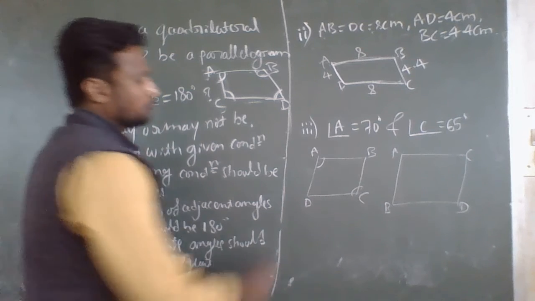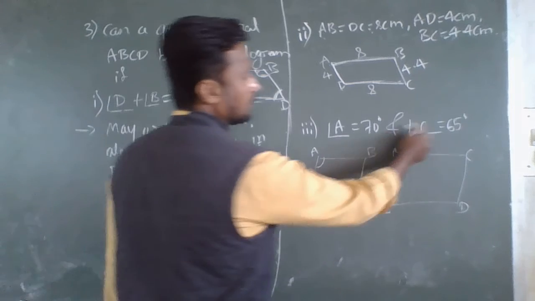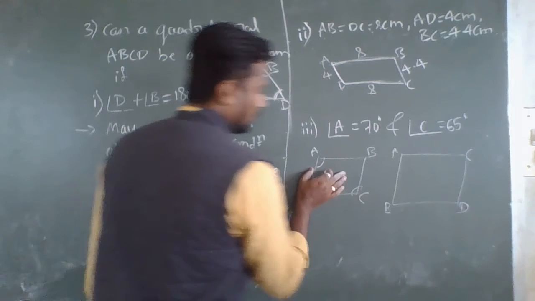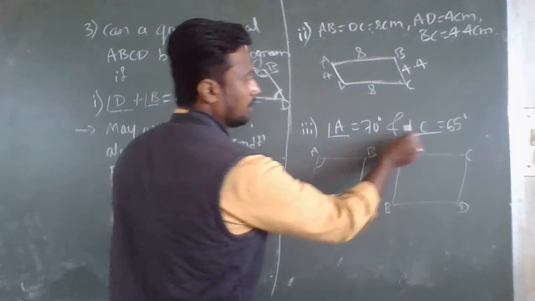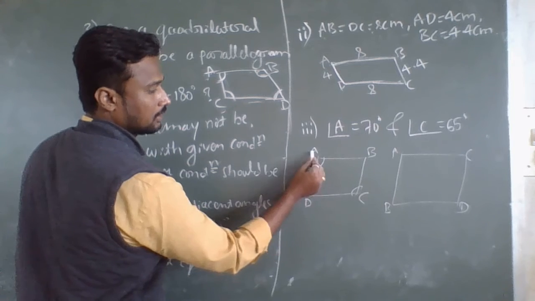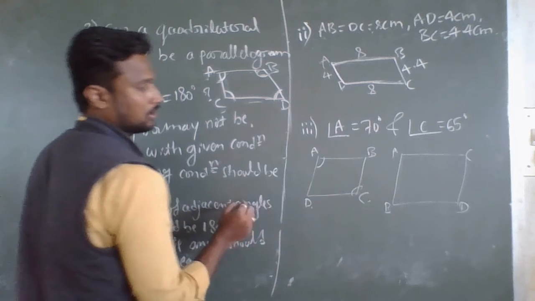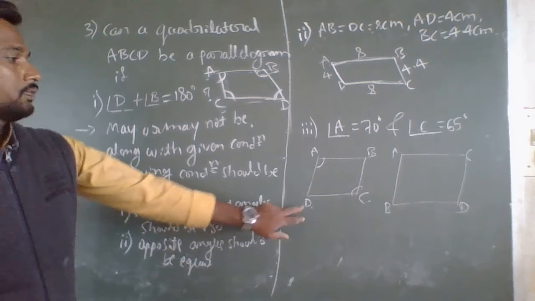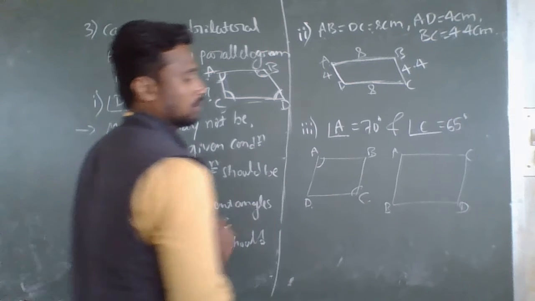Now, the third one. What is given: angle A is equal to 70 degrees and angle C is equal to 65 degrees. So here in this diagram, A, B, C, D, angle A and angle C are opposite to each other. If these two angles are opposite to each other, then it is not a parallelogram. Why? Opposite angles should be equal to each other.